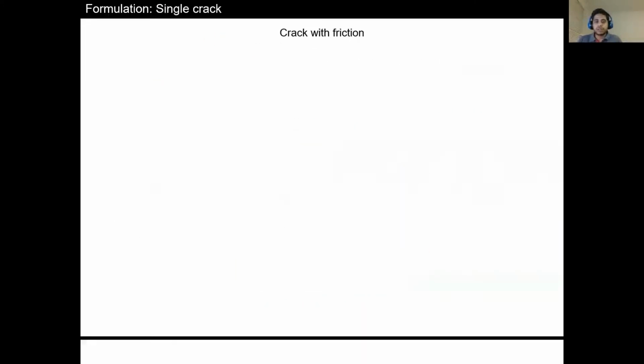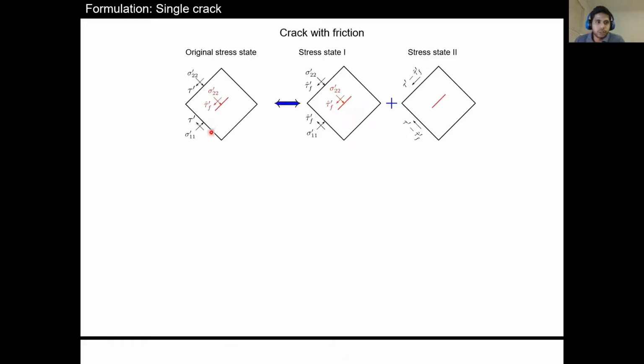To account for the crack friction, we consider a simple stress decomposition. In the original stress state, we have the far field stresses and the normal stress on the crack face, which is equal to the far field stress, and we also have a shear stress generated because of the frictional effects between the microcrack faces.